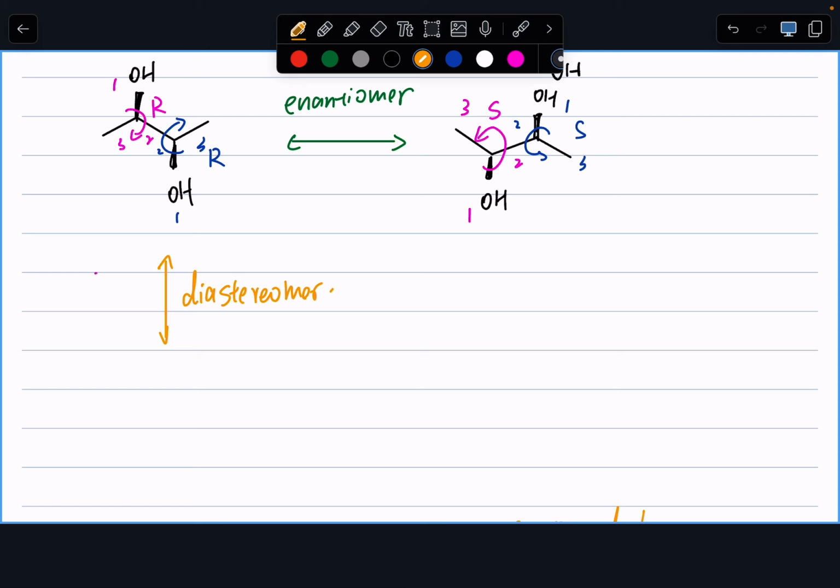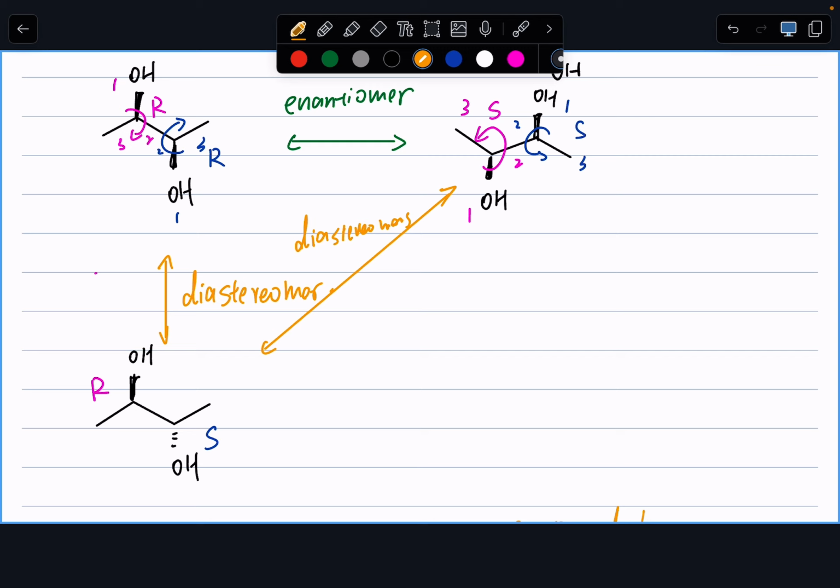Okay, so these two are no longer mirror images of each other, and now we can assign the stereo configuration. 1, 2, 3. The oxygen is wedged out, and the other one is dashed in. We have our S configuration. And note that these two are also diastereomers. So far, so good.